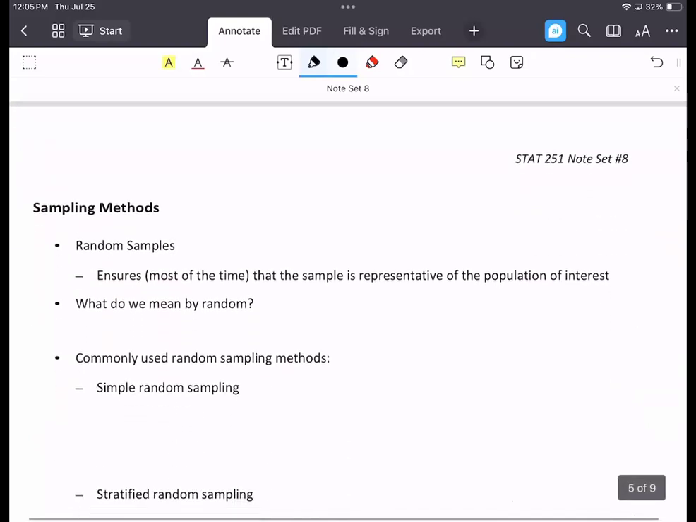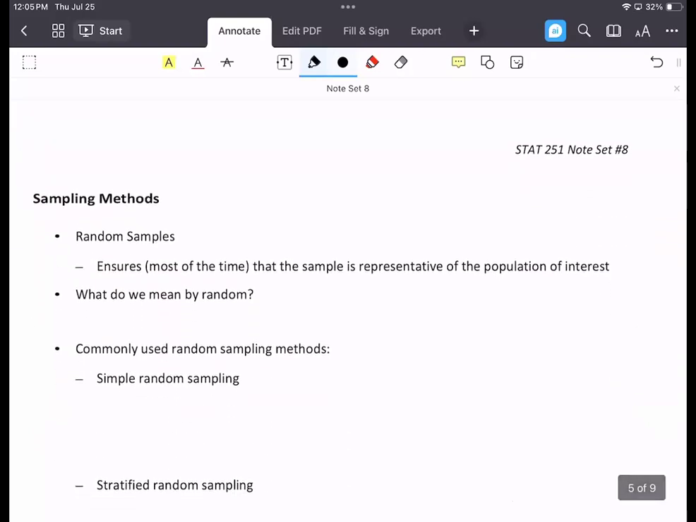Next, we'll talk about sampling methods.